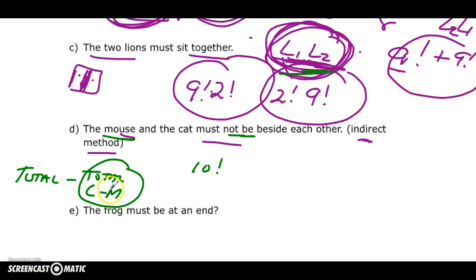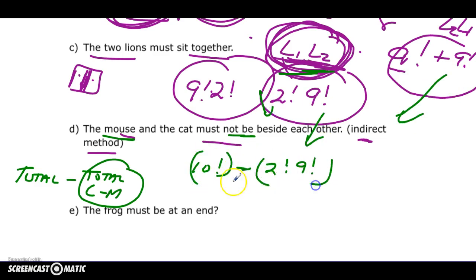So if we insist that the cat and mouse are beside each other, there are 2 factorial times 9 factorial ways here. These are all the same thing. So what you're going to do is find out what this is and subtract from it the number of ways where these two guys are side by side. So again, why does this become this?